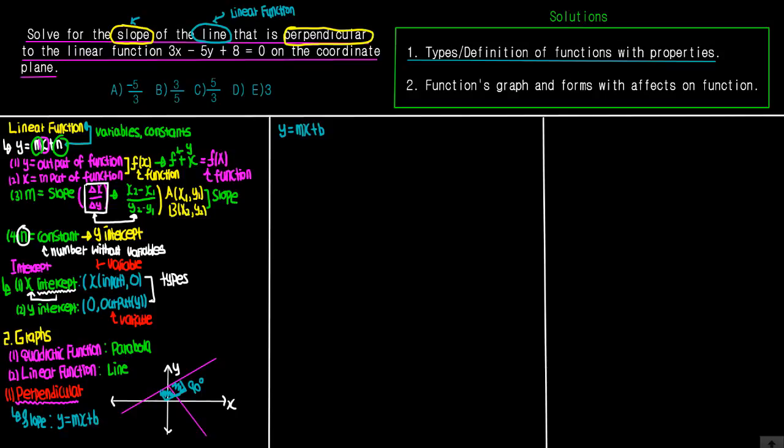For the perpendicular line, assume that y is equal to mx plus b, where m is the slope of our linear function and b is the y-intercept. We can define our perpendicular line in this way. We always need to think in terms of slopes and y-intercepts. The perpendicular line to the linear function y equals mx plus b.